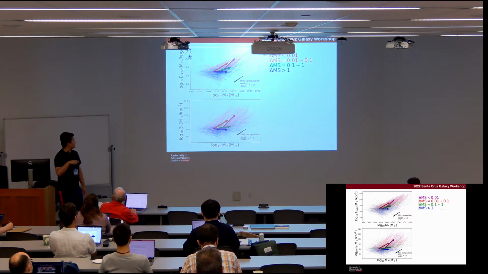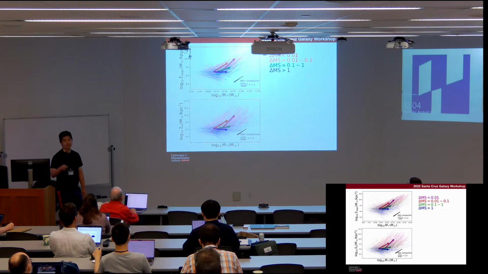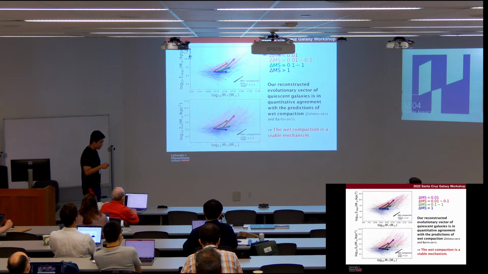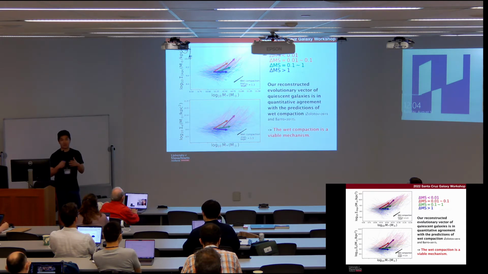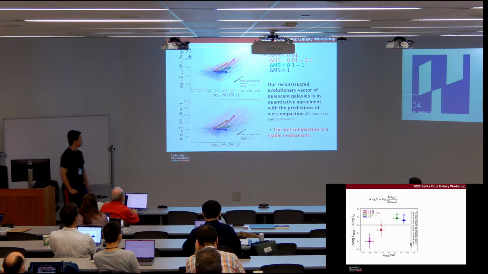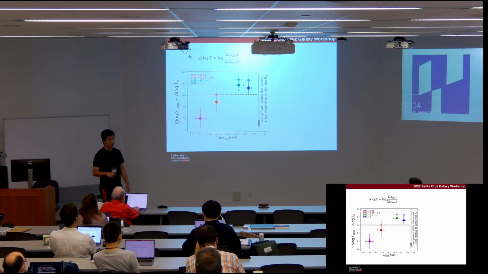And in the bottom right corner, I also plot the approximate prediction from the VELA simulation. So as you can see, our reconstructed evolutionary vector of quiescent galaxies is actually in quantitative agreement with the simulations of wet compaction. And you can also compare the inferred trend between different structural properties.